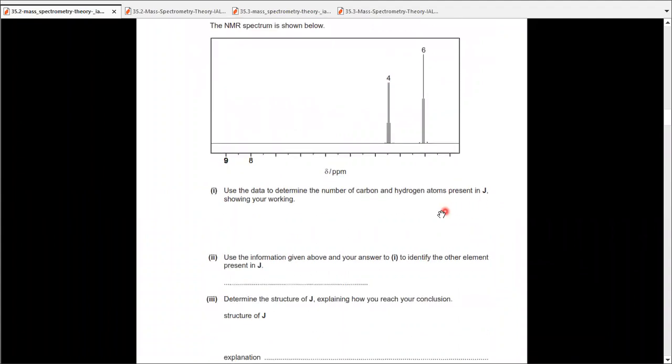Okay, now try and find part 2. Let's move on to part 2. Use the information given above and your answer to part 1 to identify the other element present in J. The other element? Oh, okay, one second.